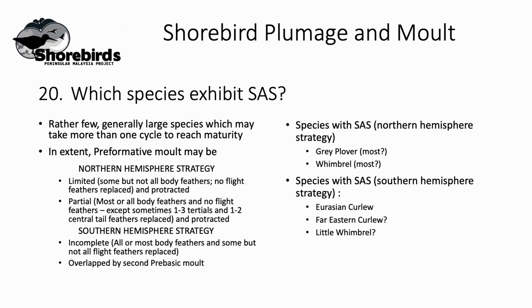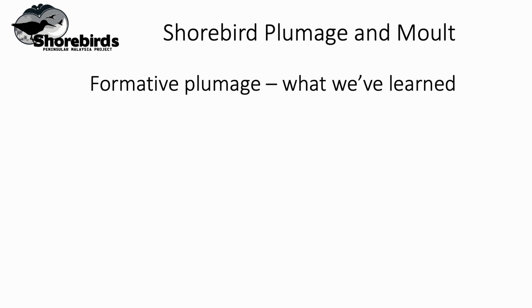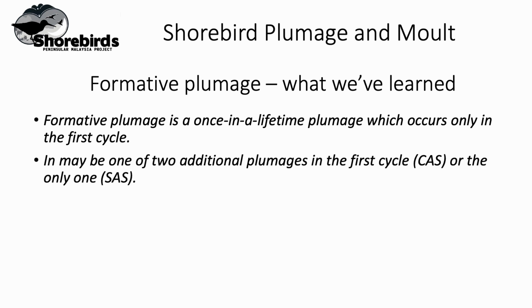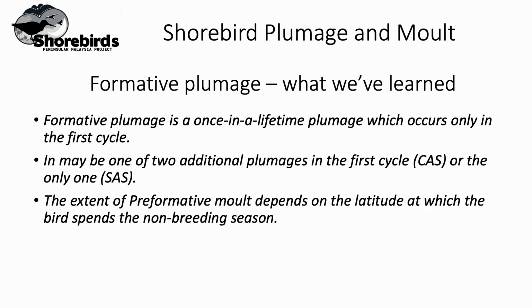Well, if you're still watching this video, congratulations. What have we learnt? Hopefully something, and perhaps you may wish to watch this through again. First of all, we've learned that formative plumage is a once-in-a-lifetime plumage which occurs only in the first cycle. It may be one of two additional plumages in the first cycle, which would be the complex alternate strategy, or it could be the only additional plumage in the first cycle, in which case we would say that the bird is pursuing a simple alternate strategy.